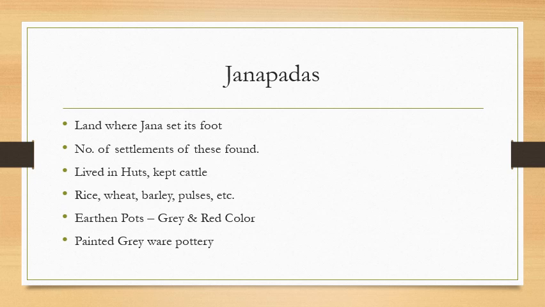The people of these Janapadas lived in huts, kept cattle and other animals. They grew rice, wheat, barley, pulses, sugarcane, sesame, and mustard. They made earthen pots which were grey and red in color. Also, painted greyware pottery belonging to these areas has been found, which had painted designs, usually simple lines and geometric patterns.